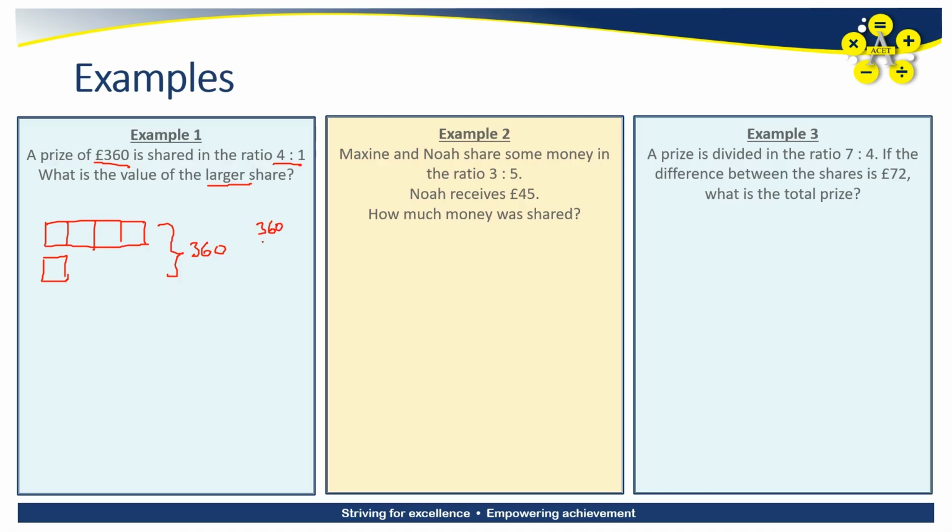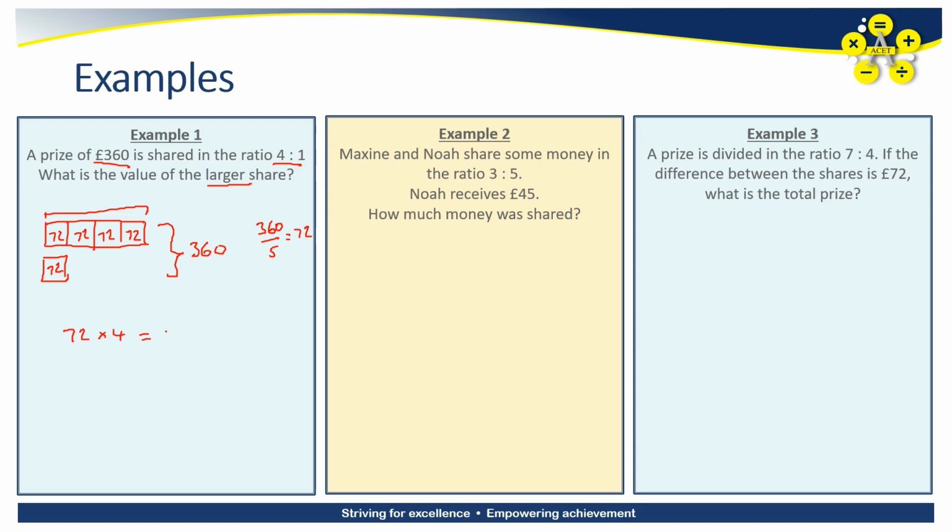So we're going to do 360 divided by 5, and that's going to give us a value of 72. And that means that each box, each part is worth £72. Now I'm going to put that in each of the boxes to help me with this. So when I go back to my question, what is the value of the larger share? All I'm interested in is this top section here, this 4 lots of 72. Now I can either do column addition or multiplication to get my 4 lots of 72.